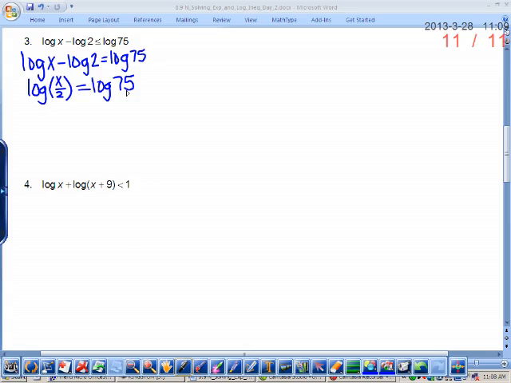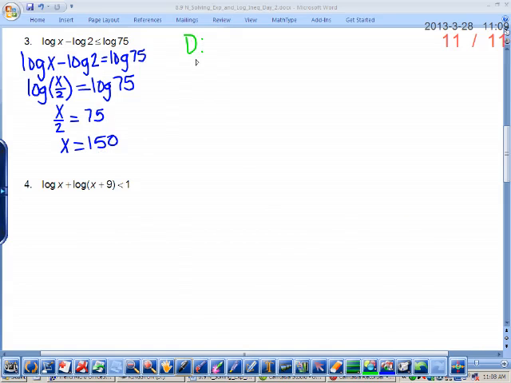What am I allowed to do then? X over 2. Good. What do we call those? Arguments. Set the arguments equal to each other. So x over 2 equals 75. So what does x equal? 150.